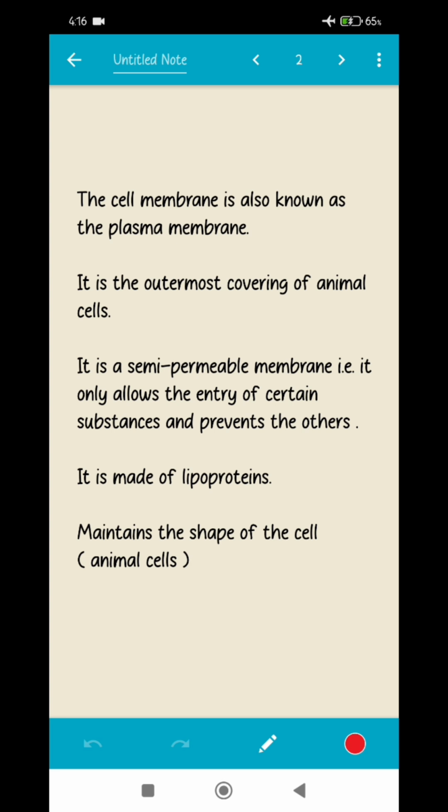It also maintains the shape of the cell, that is, in animal cells. The animal cells are generally quite flexible in nature thanks to the plasma membrane. Because of its flexibility, because of its structure, the cell of an animal is quite flexible in nature. Also it is quite rigid because of the presence of the plasma membrane.